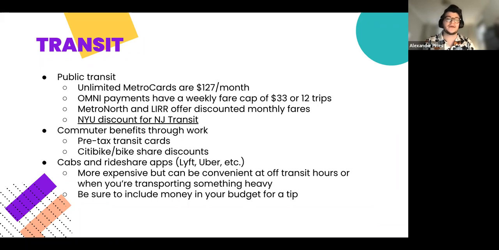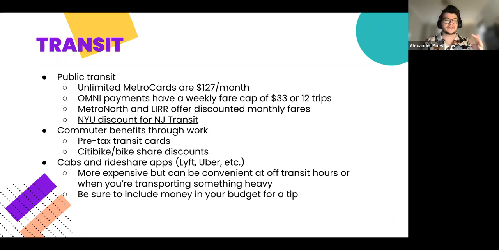Currently, the new payment system, Omni, has a fare capping pilot. So after 12 trips a week, you don't pay anything. It works out to be spending about $33. So if you take like 15 trips a week, if you use Omni, you'll only pay for the first 12. So that's something to keep in mind.